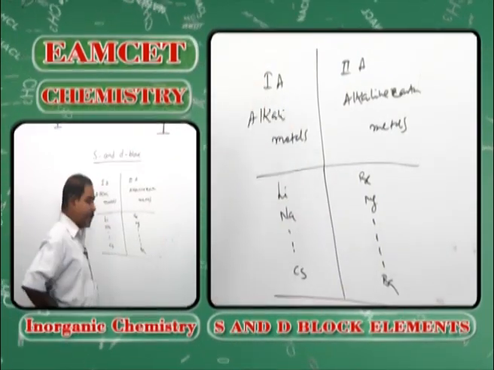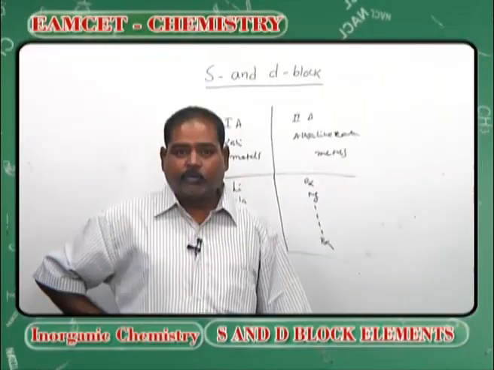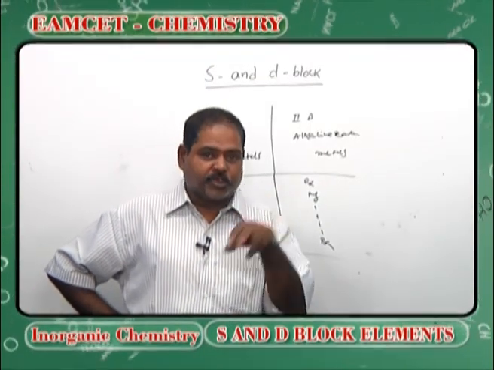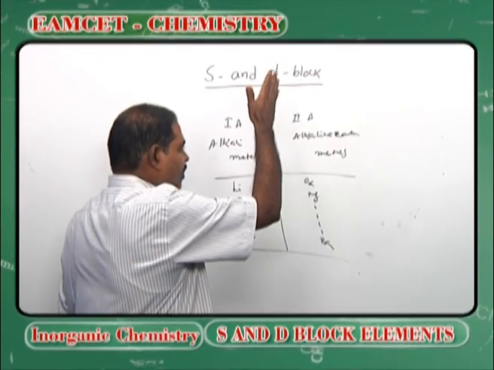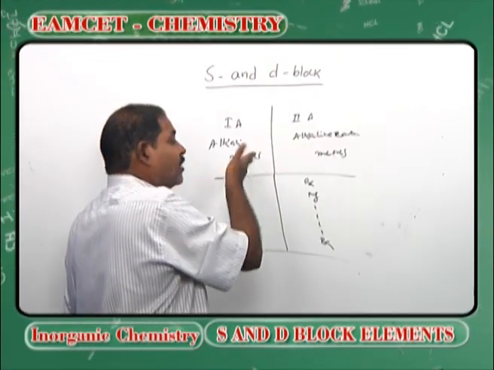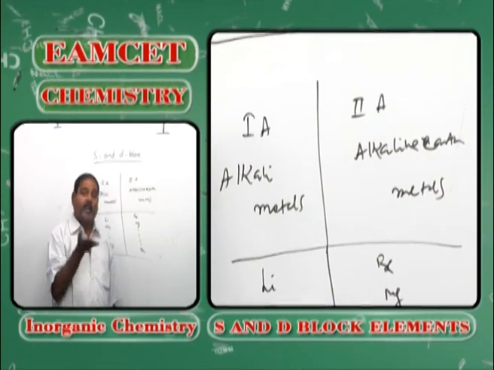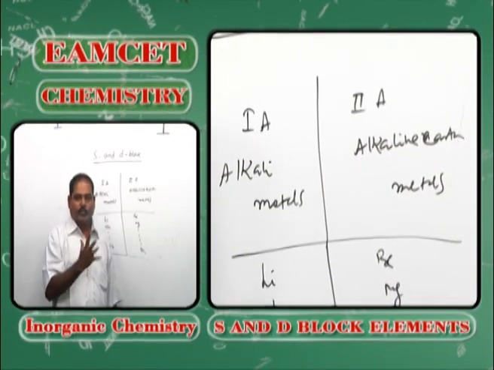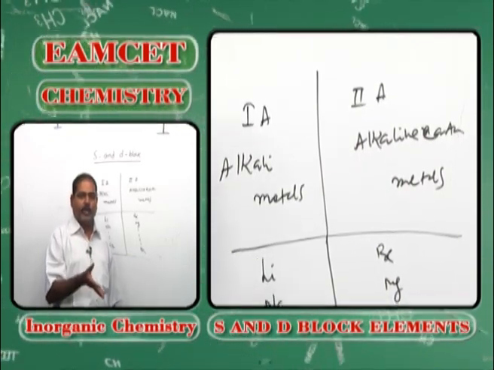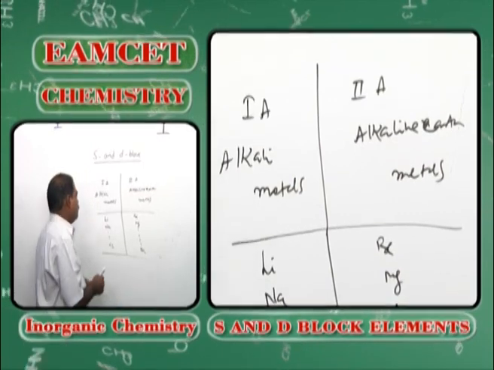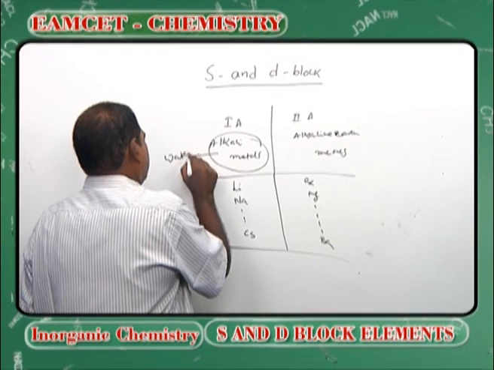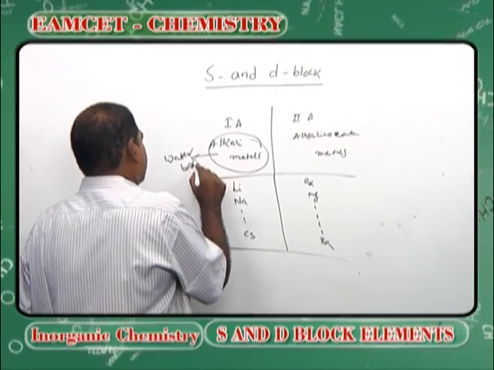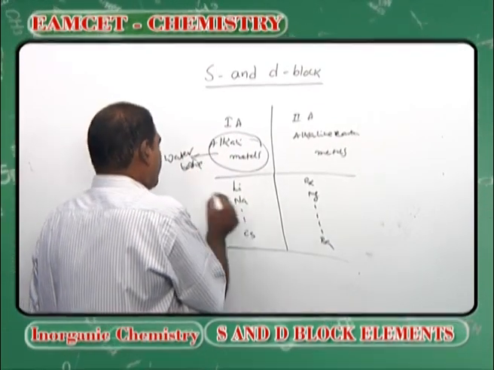And the compounds of alkali metals, where are they found? And what does the name suggest? Alkaline earth compounds are found in Earth's crust. These are not found in Earth's crust. So, where will you get compounds of alkali metals? Sodium chloride, potassium chloride. You find them in water bodies, wherever water is there, you can find these compounds.